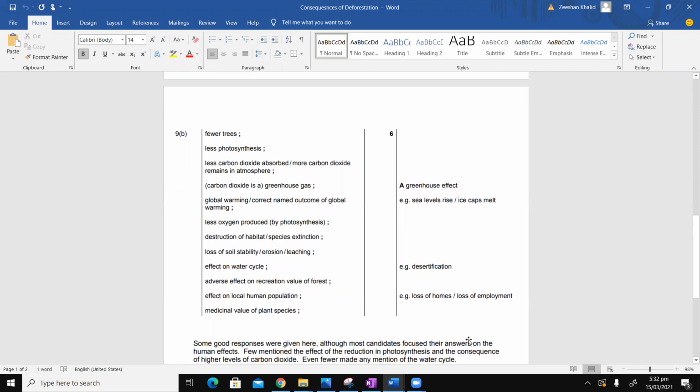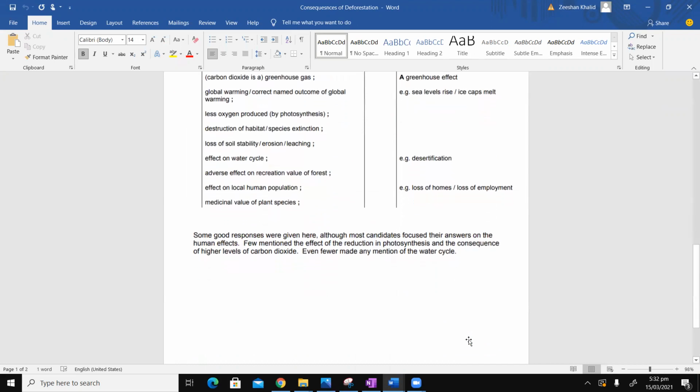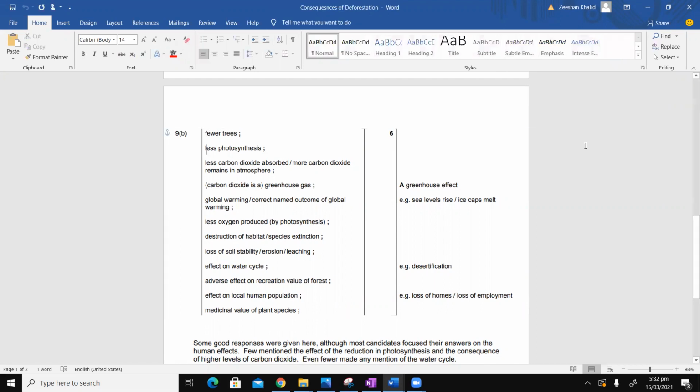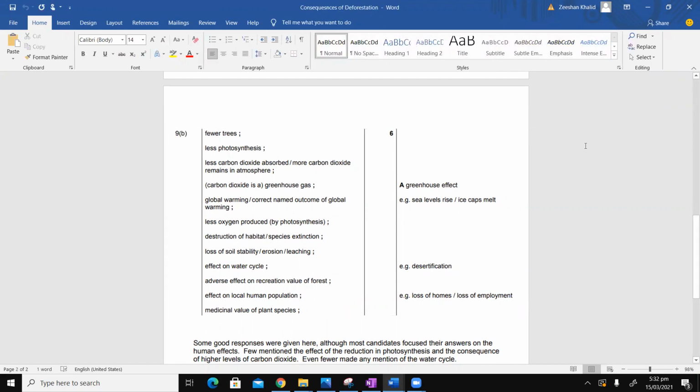All right, so what all happens because of deforestation? You can clearly see that there are 13 points that they've given. Inshallah, let's go through them quickly and understand the consequences of deforestation. As is obvious from the name, deforestation means we're cutting down trees. So the first point is fewer trees. And if there are fewer trees, then there is less photosynthesis. And if there is less photosynthesis, less carbon dioxide is absorbed and more carbon dioxide remains in the air. As you know, carbon dioxide is a greenhouse gas, and that gives a global warming effect.